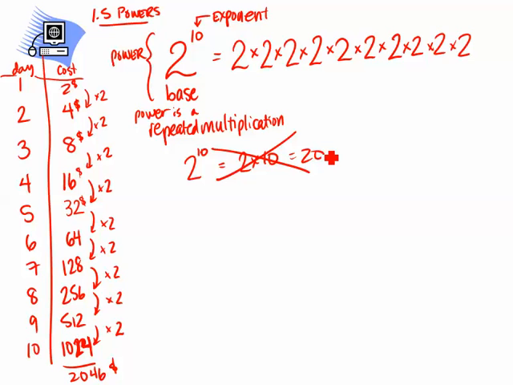So if we actually break this down into its multiplication and multiply them all together, we see that the answer is not 20, but rather 1024.